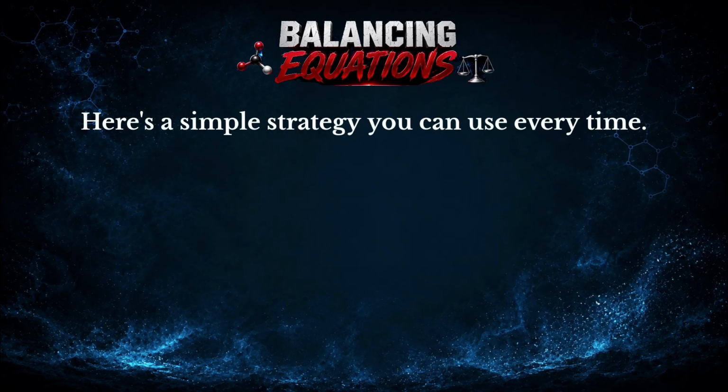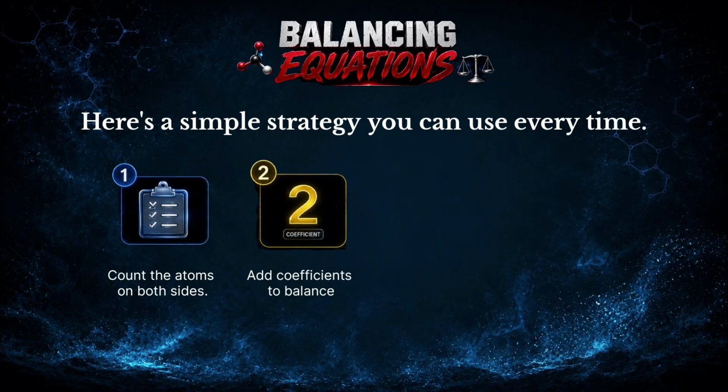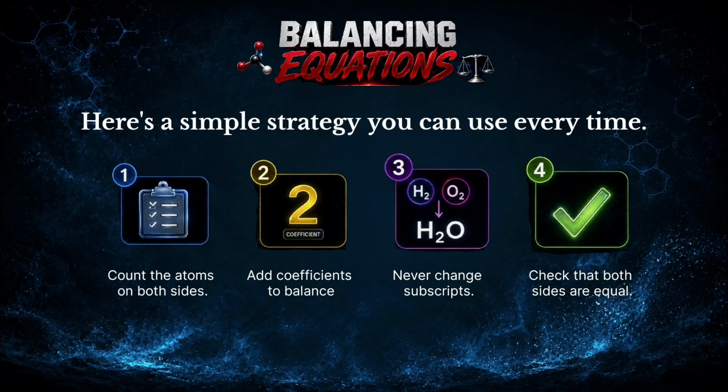Here's a simple strategy you can use every time. First, count the atoms on both sides. Second, add coefficients to balance one element at a time. Third, never change the subscripts. Finally, check that every element has the same number of atoms on both sides. With a little practice, balancing equations becomes much easier.